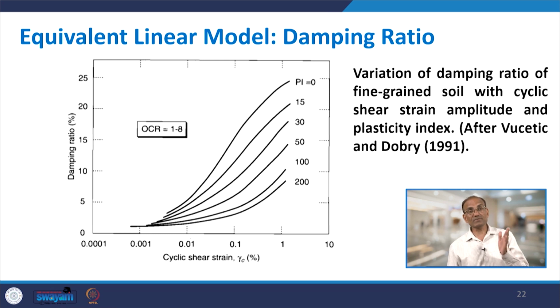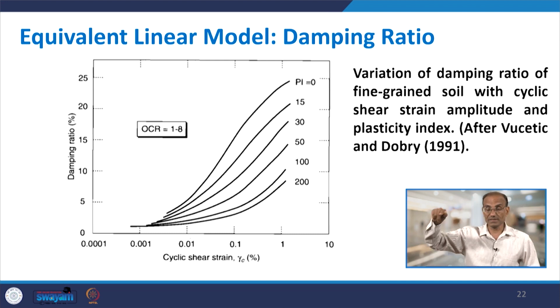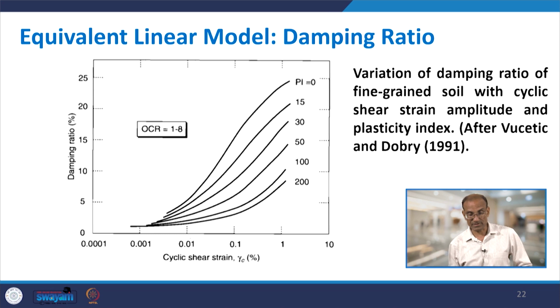So, in this figure, on the y axis you have damping ratio in percentage, while on the x axis you have the cyclic strain amplitude. First of all, for a given value of PI, as the strain amplitude increases, the value of damping ratio increases. But you get the higher value of damping ratio for PI equal to 0. That means, for sand, damping will be higher than for clay at the same value of strain, and as the PI increases for the same value of strain, the value of damping ratio decreases.